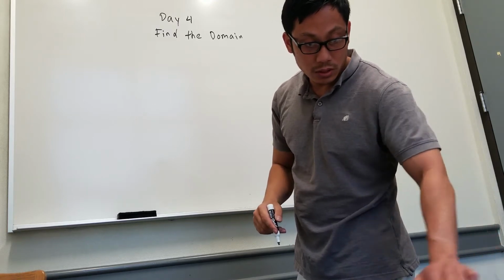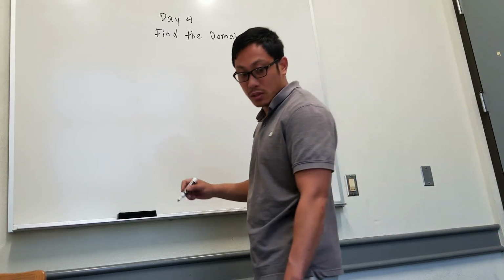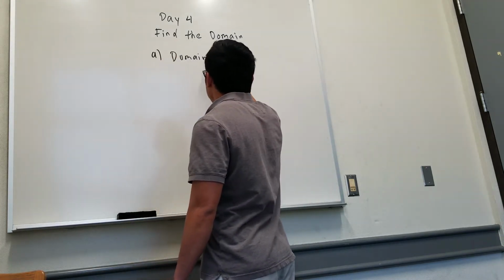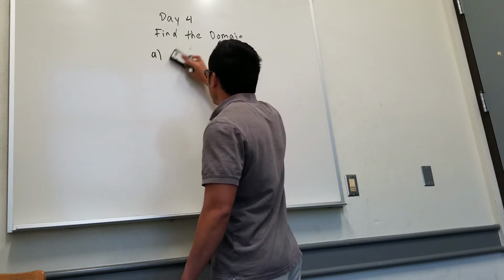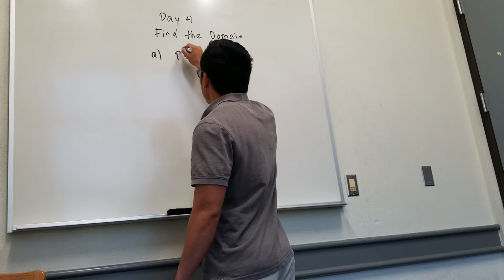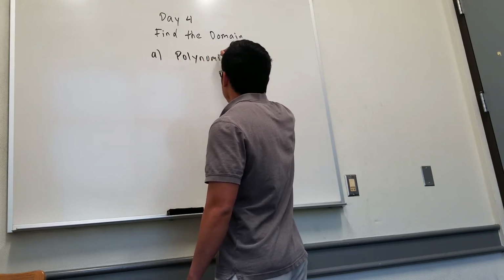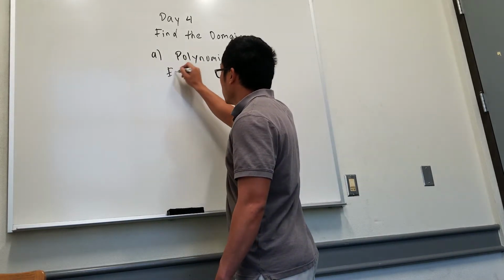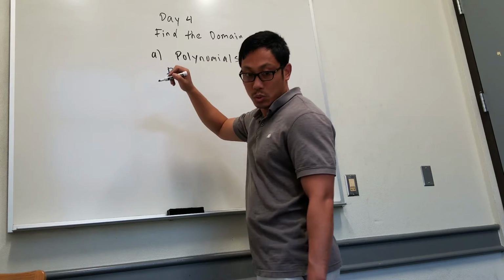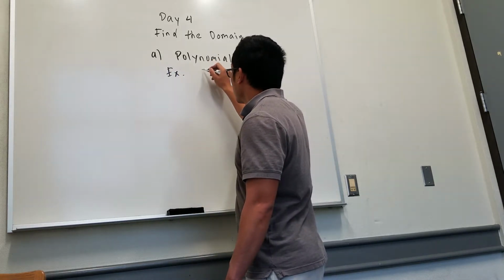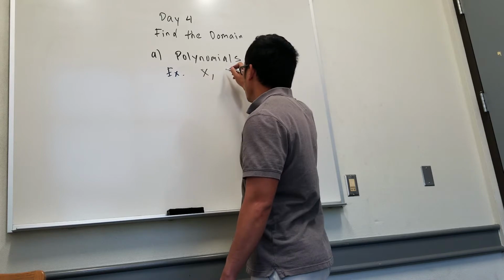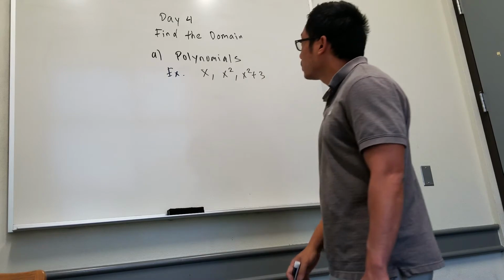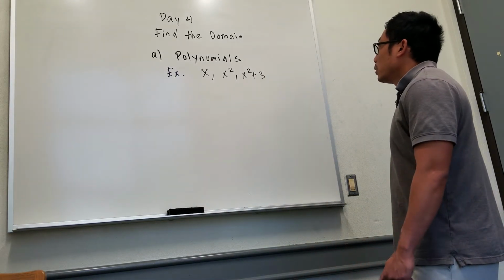So the first one, A, domain of polynomials. So we're all finding the domain. Let's look at polynomials. What's the domain of polynomials? An example of a polynomial is x, and x squared plus 3, doesn't matter.